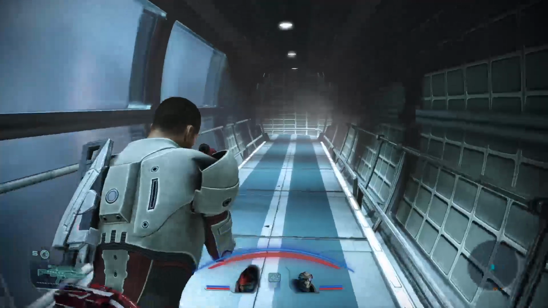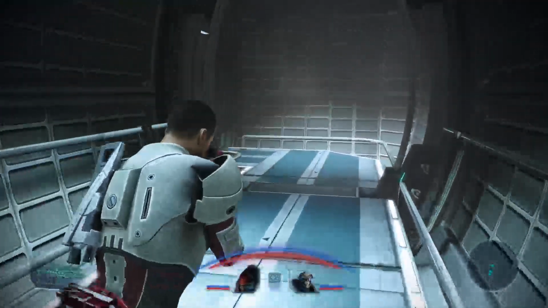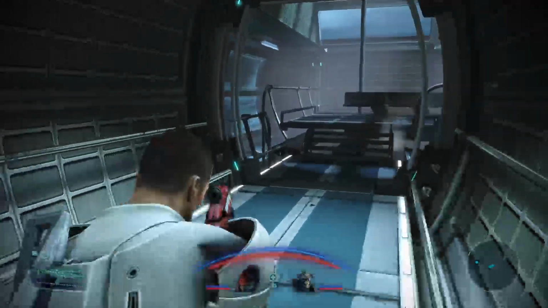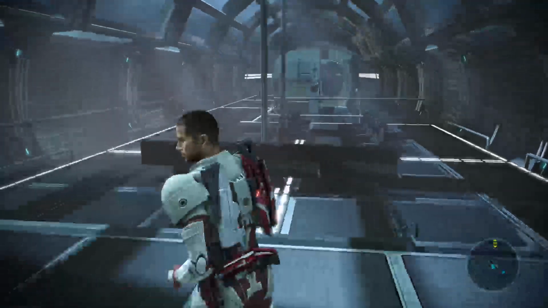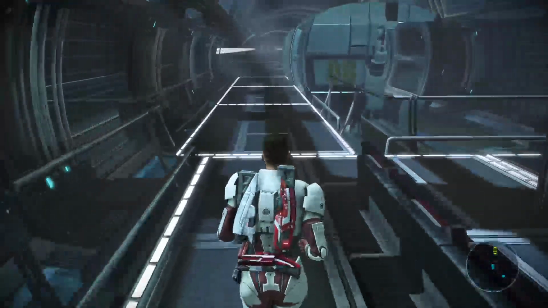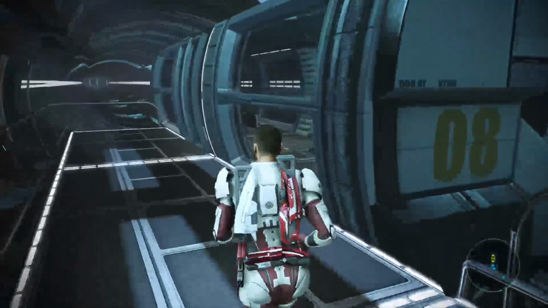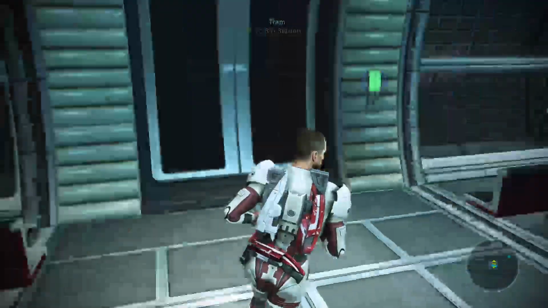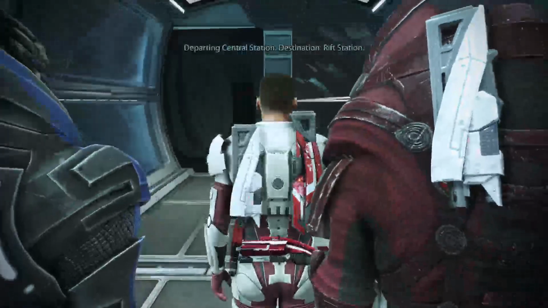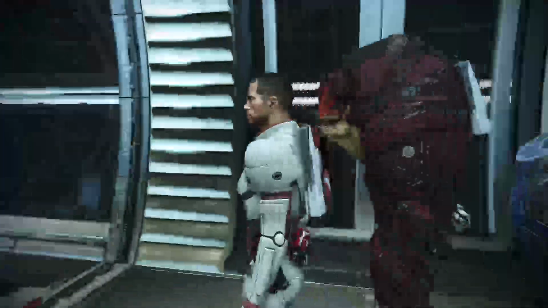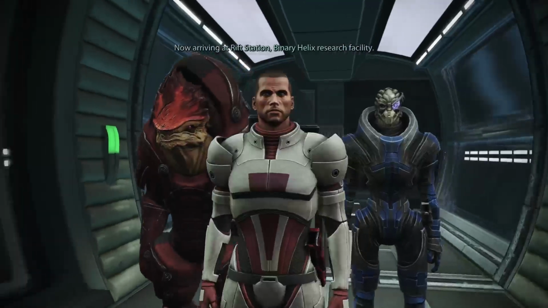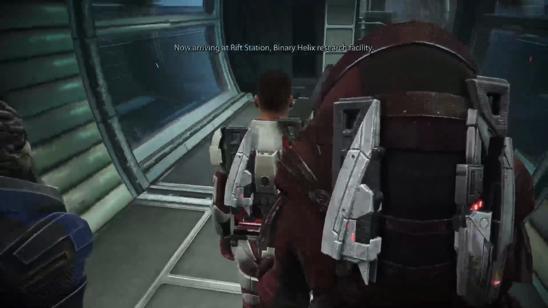Perimeter clear. Departing Central Station. Destination, Rift Station. Now arriving at Rift Station, Binary Helix Research Facility.